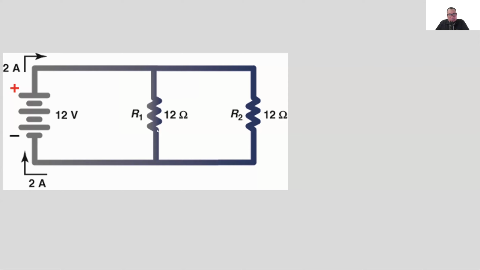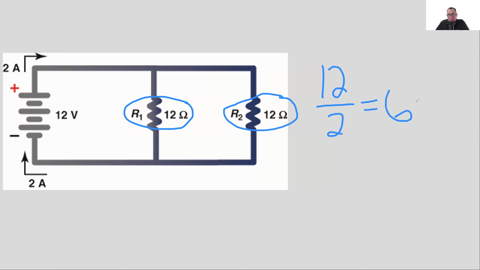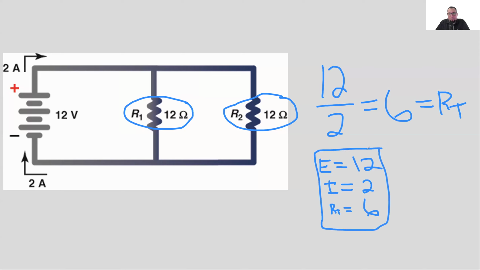Let's look at this one again. This one is just like the last one, except instead of 4 resistors that are the same, it only has 2 resistors that are the same. We have R1, which is 12, and R2, which is 12. So we can do the same exact trick. We can do 12 divided by 2, which gives us 6, and that is our RT. E in this instance is given, which is 12, and I is also given, which is 2, and the math works out. So our RT is 6. All the math works out here, no problem.